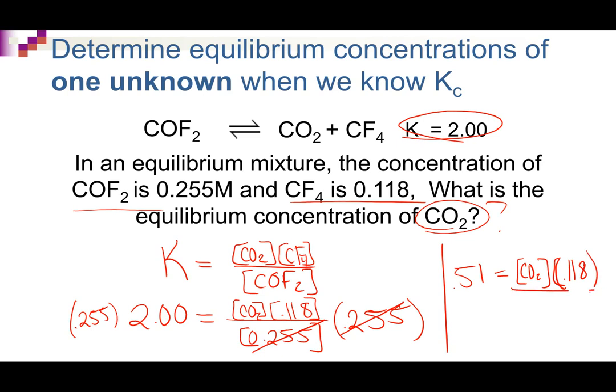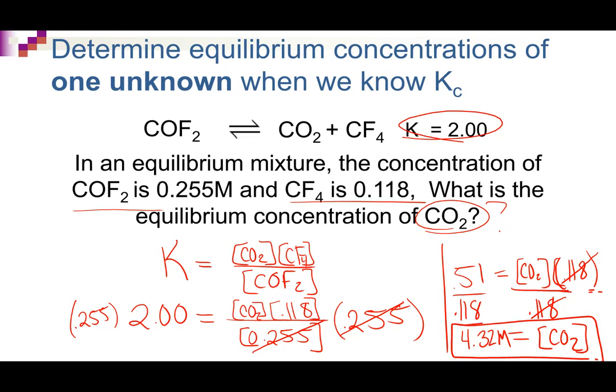To get carbon dioxide by itself, I just divide by 0.118, so that cancels. Whatever I do to the right side, I also have to do to the left. So the concentration of CO2 at equilibrium is 0.51 divided by 0.118, and it is 4.32 molar.